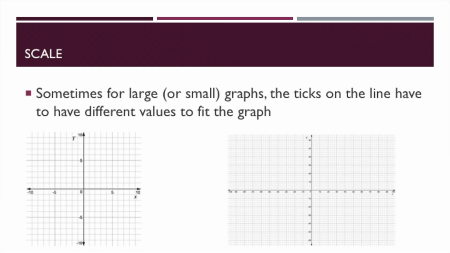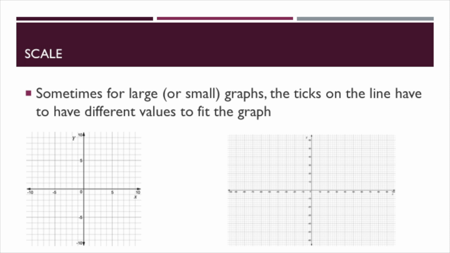So there's one other thing we want to think about when we're graphing. It's something called scale, because sometimes when we're dealing with large or small values on graphs, those little ticks on the graph have to have different values. Now you can go 1, 2, 3, 4, 5, or you can do 2, 4, 6, 8, 10, or you could do 10, 20, 30, 40, 60.